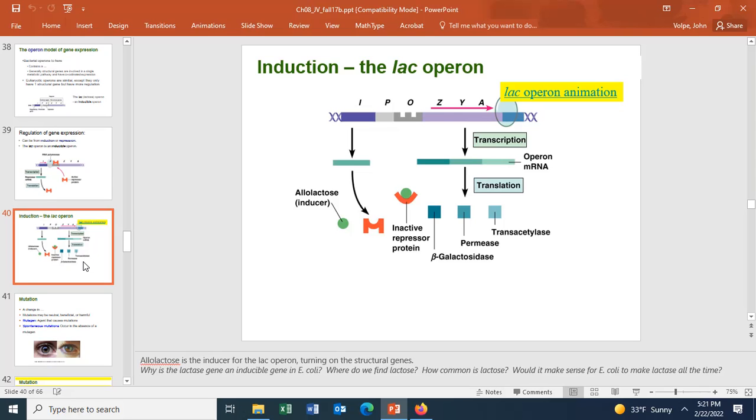And it makes sense to shut it down, because why do you want to make an enzyme if you're not going to need it? If the sugar lactose isn't around, it makes sense to shut down the gene, and then you don't spend any energy making an enzyme that you're not going to be using. But you do need to have a mechanism for turning it on, and that's what the inducer does when the sugar lactose is around.